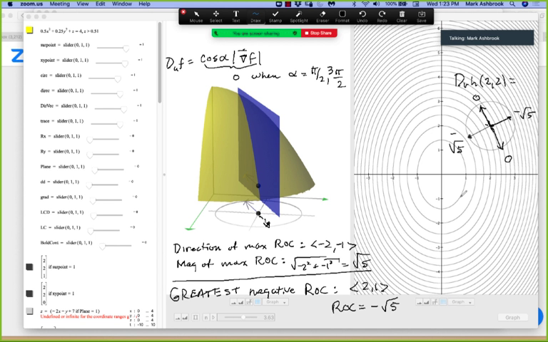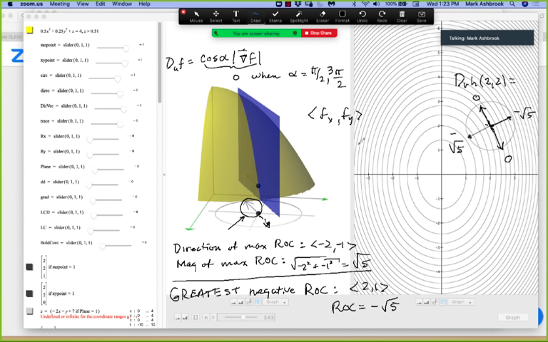So, for greatest max rate of change, the direction is the direction of the gradient, and the magnitude of that rate of change is the magnitude of the gradient. And what is the gradient? The gradient is a two-dimensional vector, right? That's the gradient vector right there. It has just an x and a y component, which are the two partial derivatives.